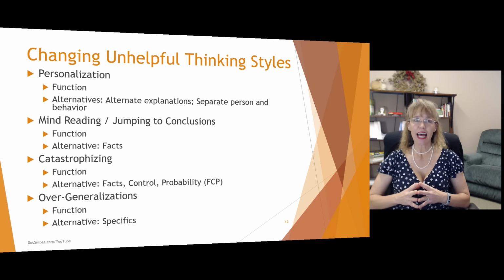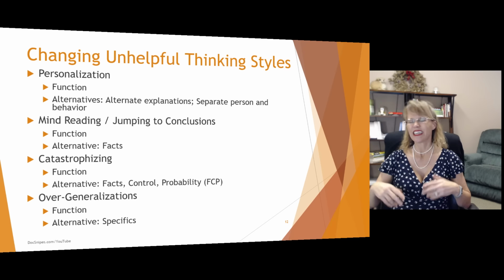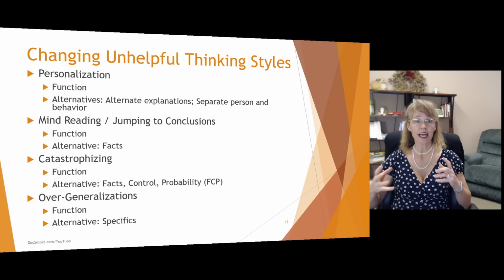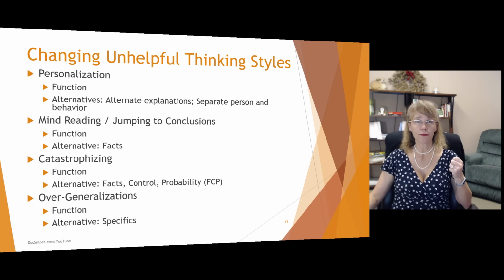Another technique that is very, very useful is changing unhelpful thinking styles. In cognitive behavioral therapy, they're often referred to as cognitive distortions. That just sounds so ugly. We want to help people identify unhelpful thinking styles that they use and the function and alternatives. So the four big ones that I often see when working with people with abandonment anxiety are personalization, mind reading, catastrophizing, and overgeneralizing. So let's think about personalization.